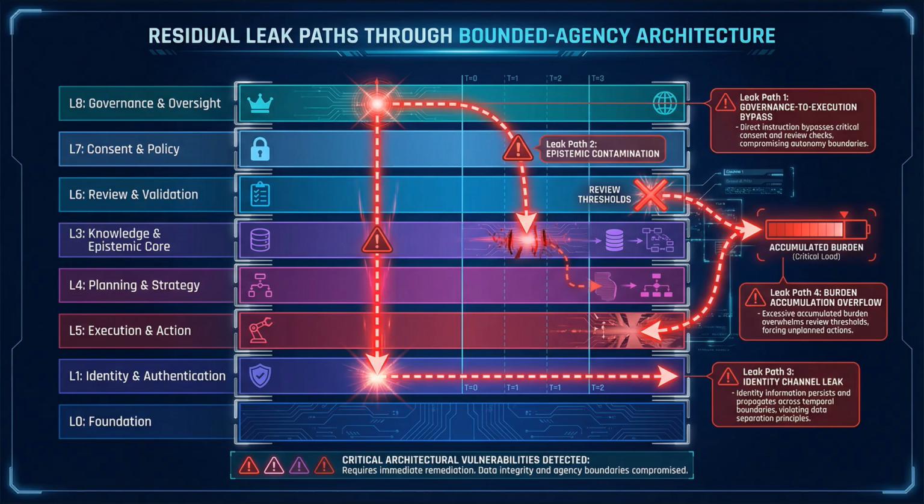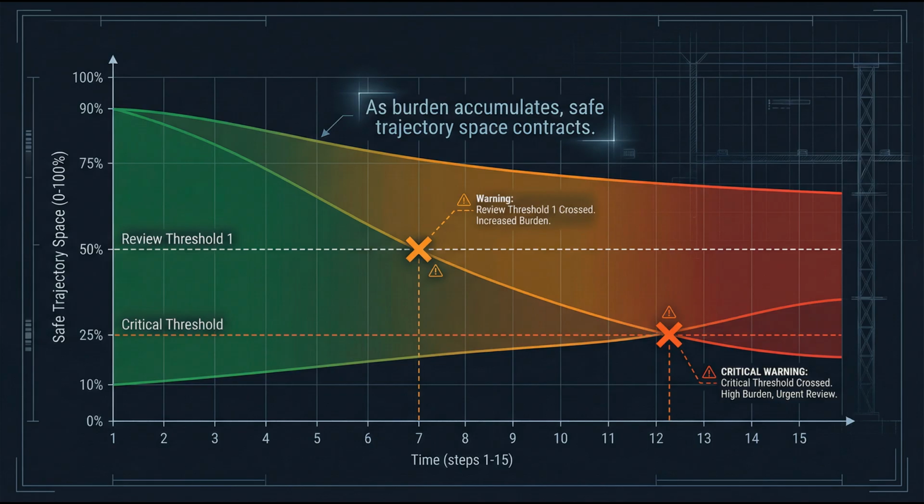As burden accumulates, the system's structural capacity contracts. The space of safe trajectories shrinks. At some point, the system reaches a review threshold, a point where human judgment must intervene, where the automated governance structures must be re-examined and potentially redesigned. These thresholds are not fixed. They depend on the specific system, the specific risks, and the specific participants. But they are essential. Bounded agency architecture is not a one-time design. It is a continuous governance process.